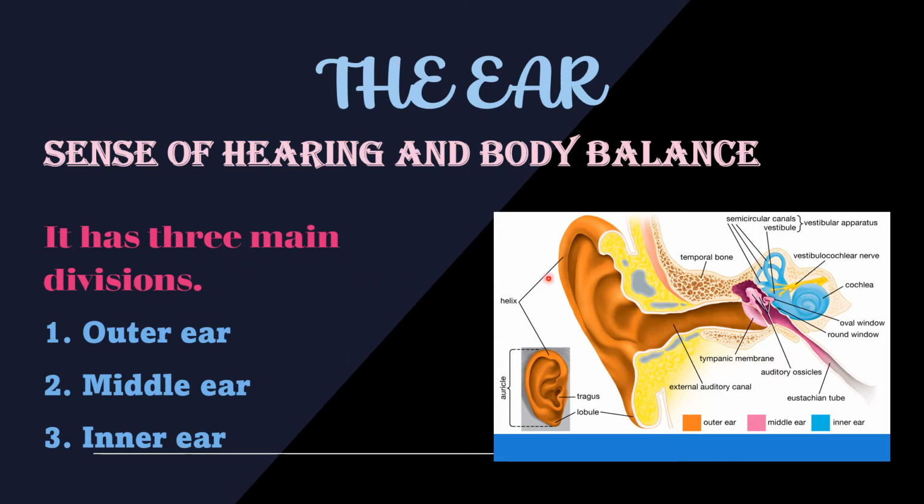Mainly, the ear has three divisions. Three main divisions are there. Outer ear, here you can see, this is the outer ear. Then the middle ear, the next one, inner ear.